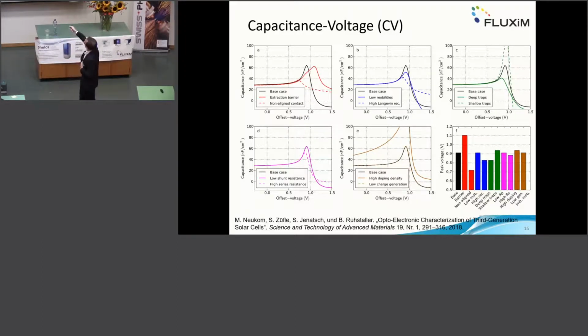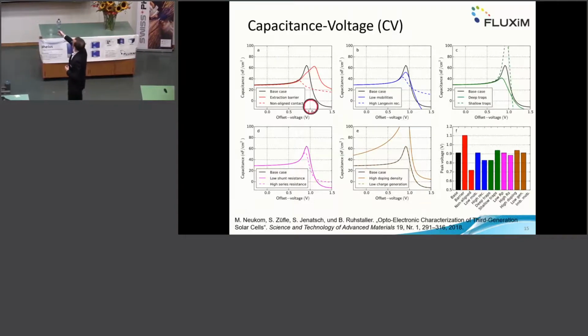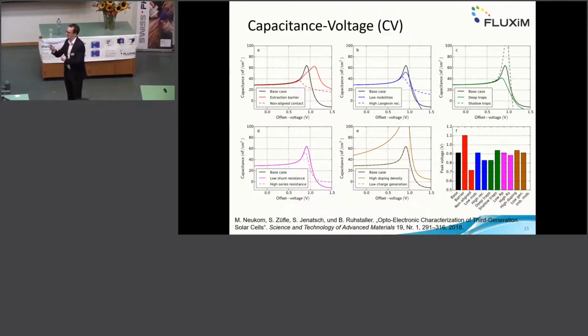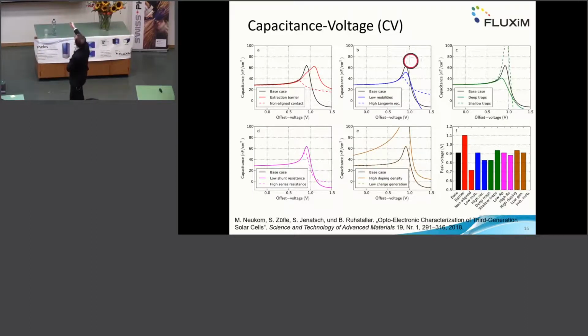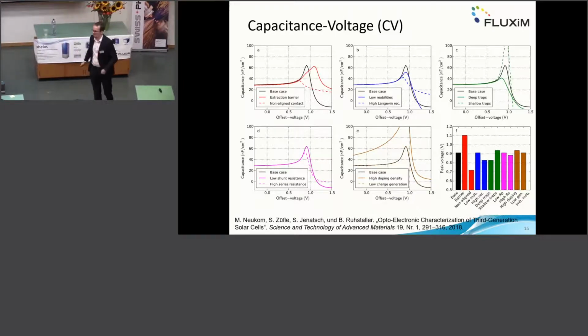Because the only two cases where the position of the peak is really changing are these two cases here, where we have an extraction barrier. Then it takes a higher voltage until we have injection, because our extraction barrier is also an injection barrier. And also in the case of the lower built-in voltage, the misaligned contact, it takes a lower voltage to inject. In all the other cases, the peak is fairly at the same voltage. When we plot the voltage of the peak, we clearly see it's these two devices, the barrier and the non-aligned contact, that have another voltage. The rest is in a similar regime.